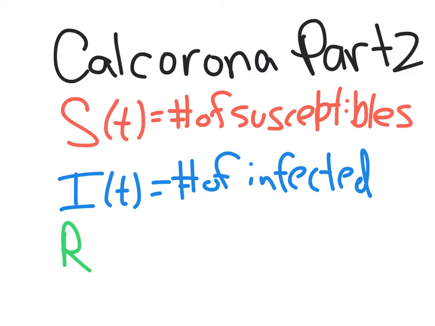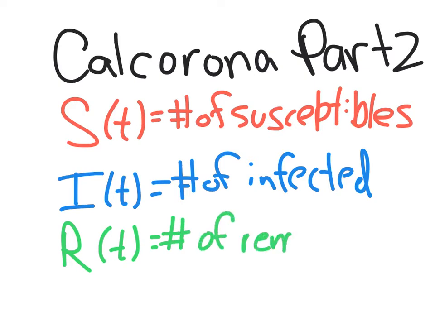And our third function here is the R function, which stands for the removed or recovered people. So we could call this the number of removed. I prefer removed because it's possible, unfortunately, that people did not recover from this disease, that they actually passed away. And so we're just going to call this the people that are removed from the population. They're removed really from both the susceptible set and the infected set.